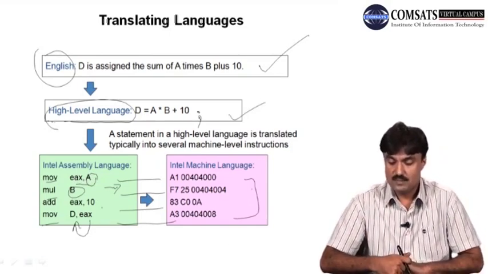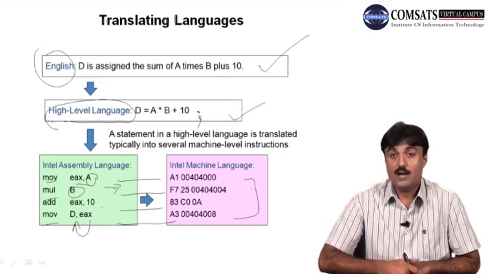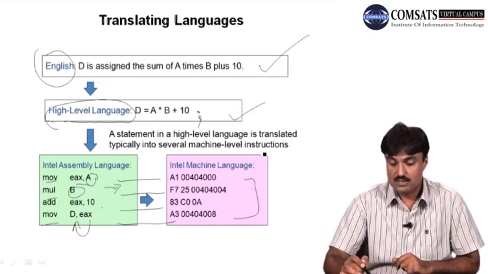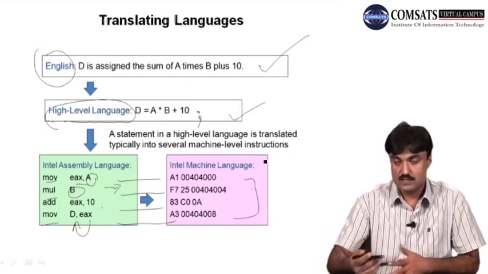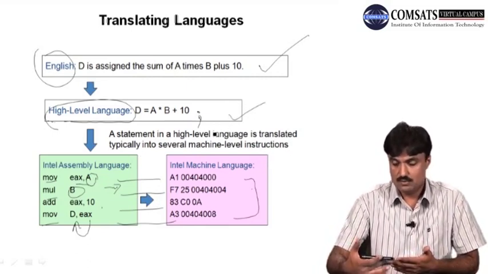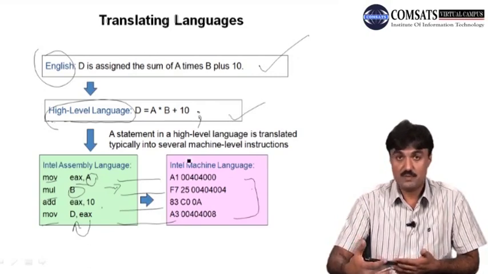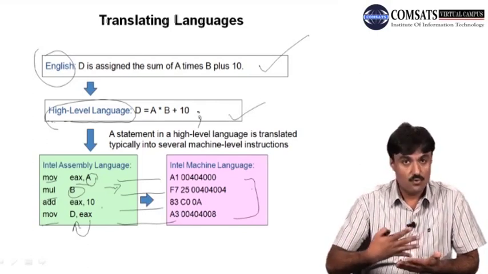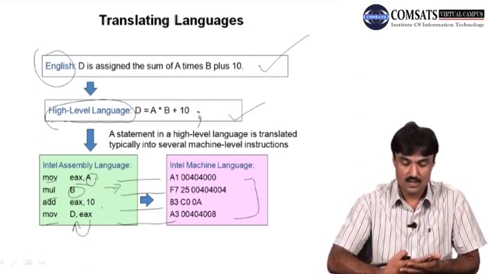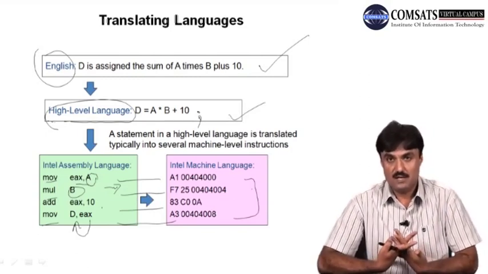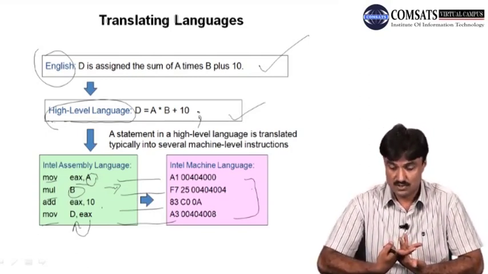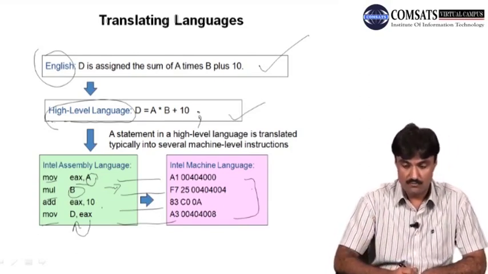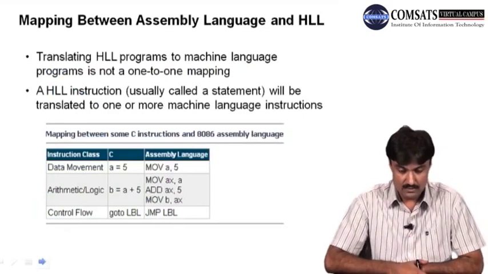So all these statements, or any statement in high-level language, is translated typically into several machine level instructions. The example is in this slide. So one instruction, D is equal A multiplied by B plus 10, is converted into 4 instructions inside the assembly language and 4 machine instructions. So this is the example of translating between the languages.